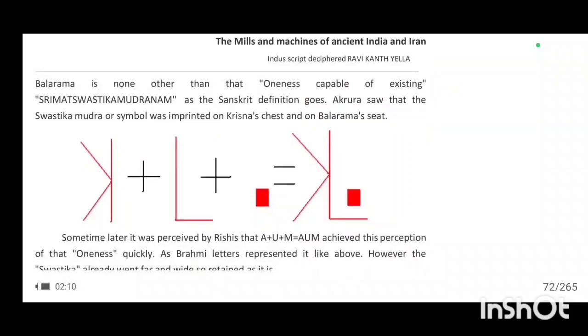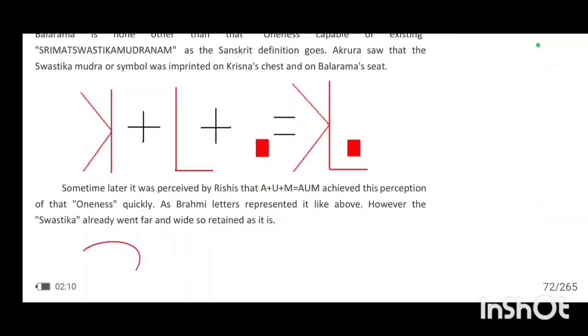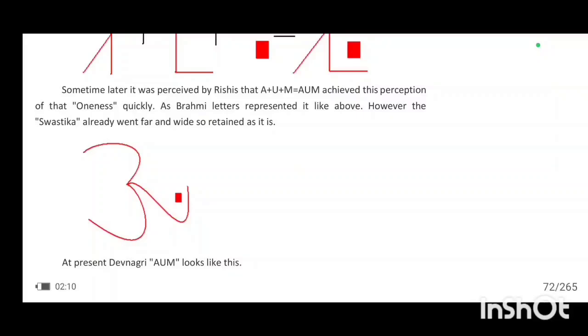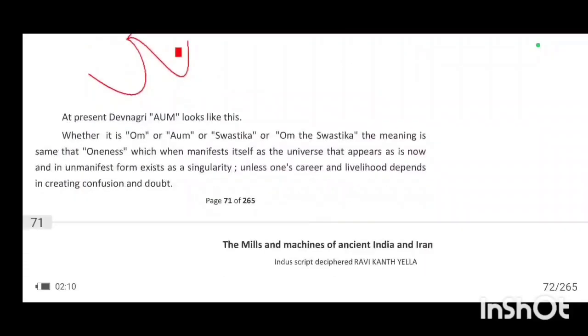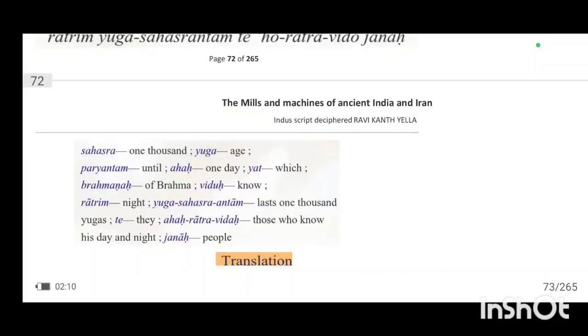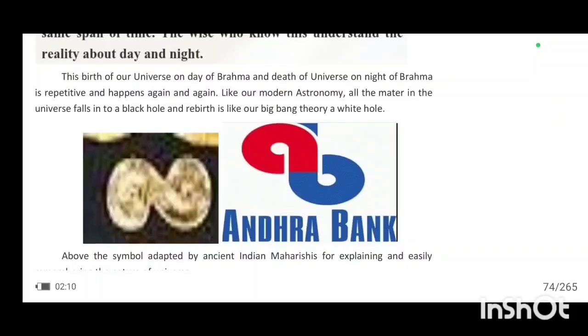Later on, sages changed it to A plus U plus M, Aum. Today, this symbol is used in India to represent Aum. This is a symbol for the cyclic nature of the universe. Black hole to white hole to black hole, like that. Later on, in the 10th century, in Tamil Nadu, they invented the Nataraja poster for this.